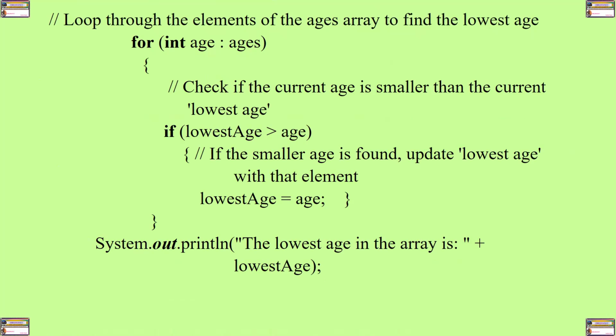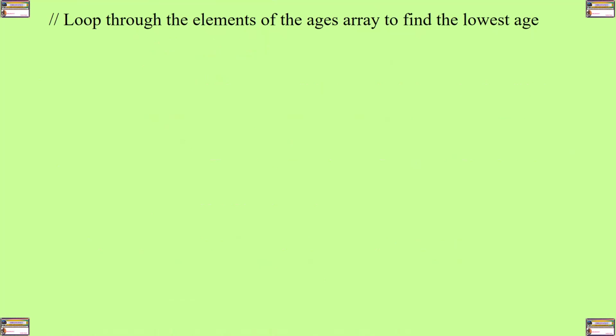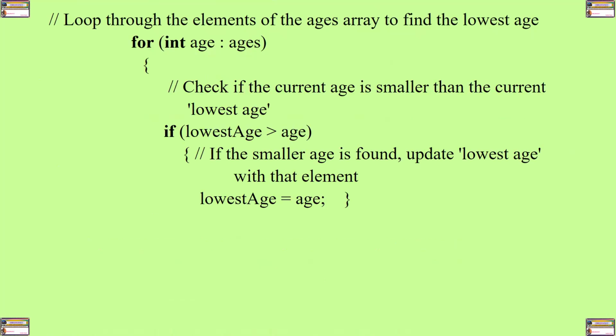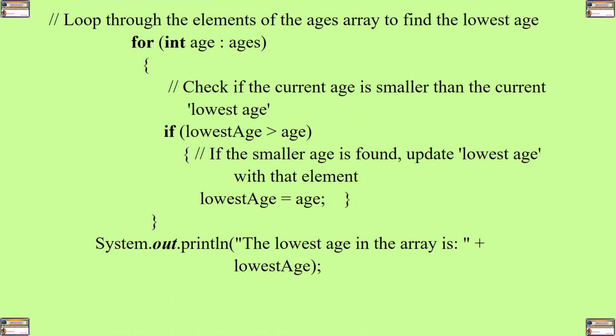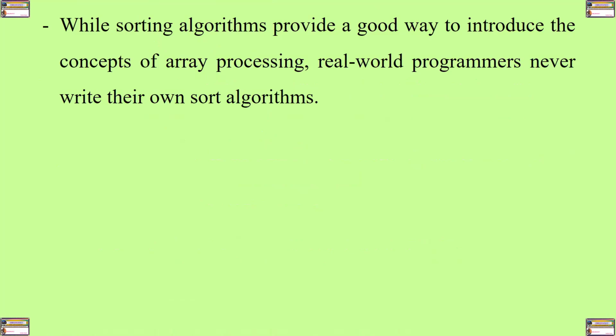And therefore, when the for loop is terminated and this statement is executed, whatever will be displayed from the lowest age will be the smallest. So the statement to be displayed is "the lowest age in the array is", and whatever is in the lowest age will be displayed at that point. And that will be the end of searching for the smallest element.